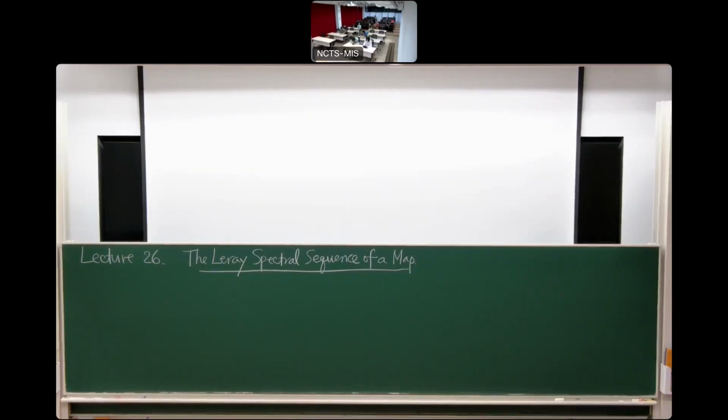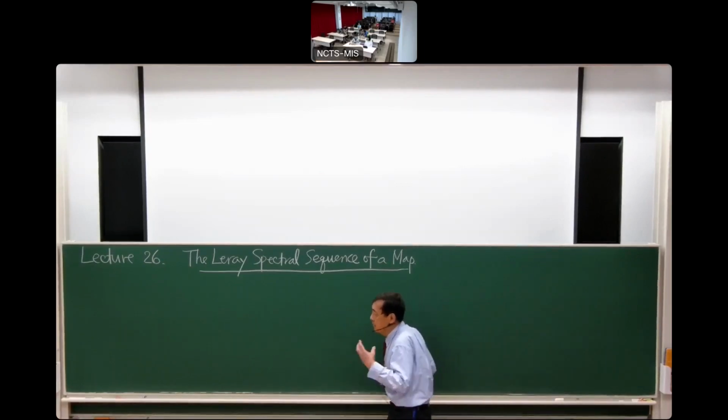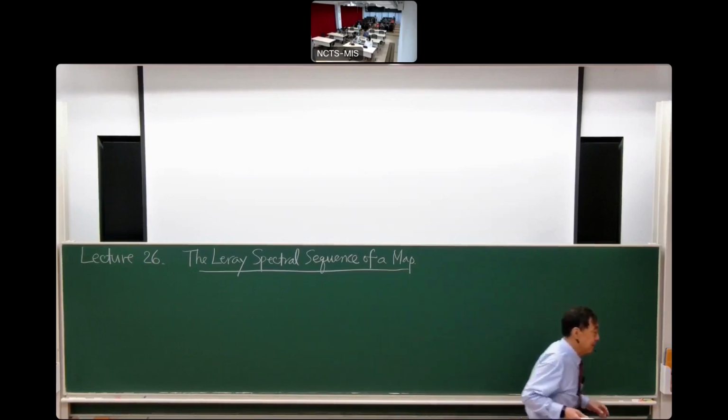So we have been talking about the spectral sequence of a double complex. And today we want to specialize it to a map. The spectral sequence is a big machinery, so it takes time to develop. There's still one thing that we need to do, and that is to give a product structure to a spectral sequence, okay?